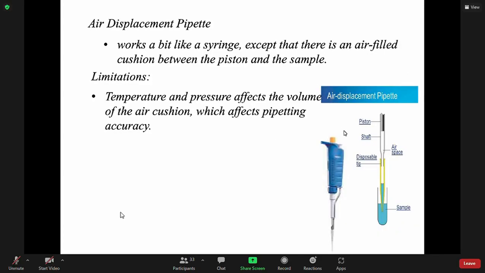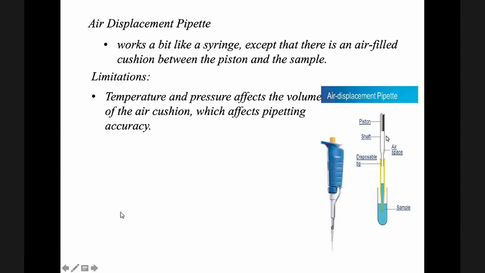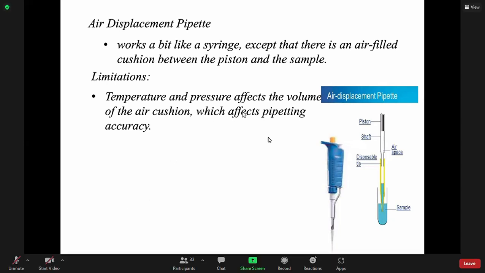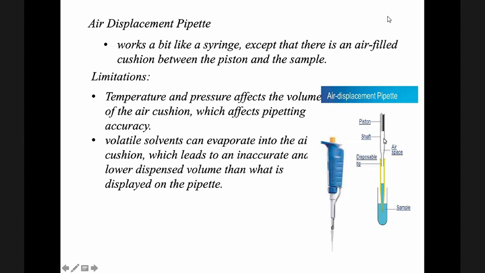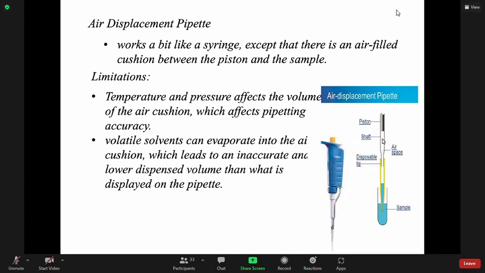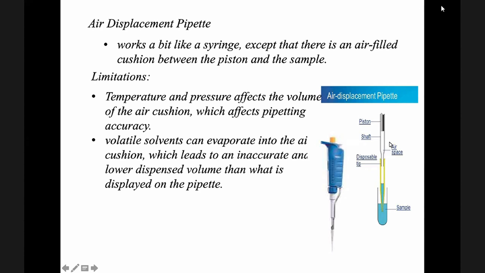Temperature and pressure affect the volume of the air cushion, which also affects pipetting accuracy. This is one limitation. Another one: volatile solvents can evaporate in the air cushion, which leads to an inaccurate and lower dispense volume than what is displayed in the pipette.